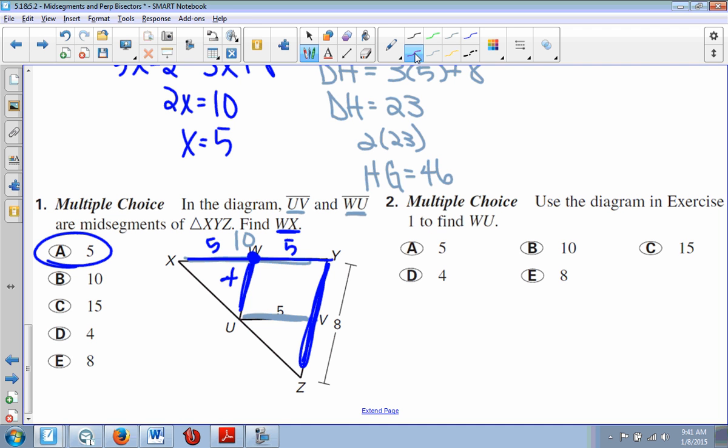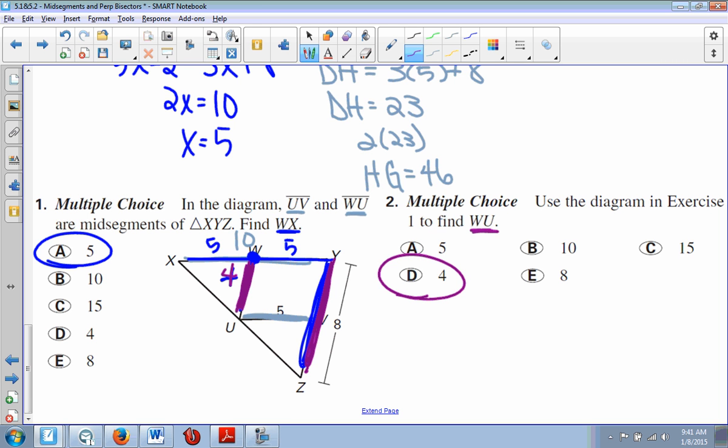In the second part, it says find WU. WU is here. We already said that if this whole third length is 8, that means that this WU has to be half of that. We already labeled it as 4. So your letter choice D, 4.